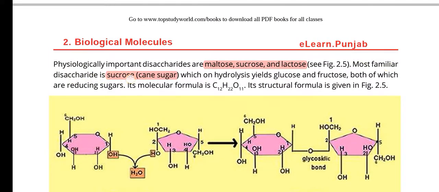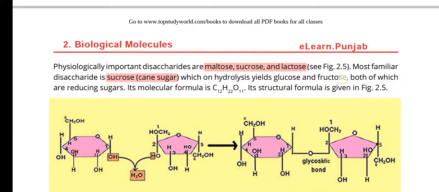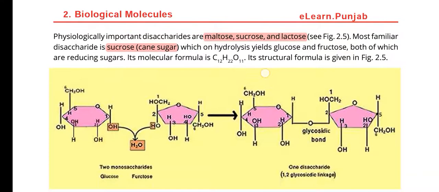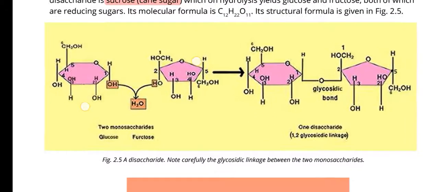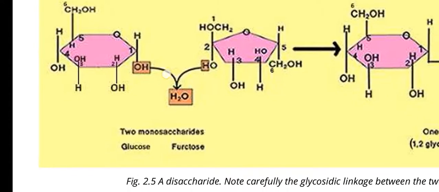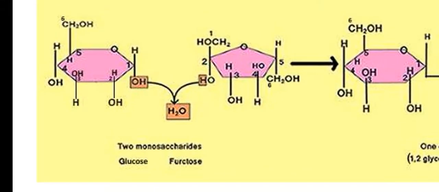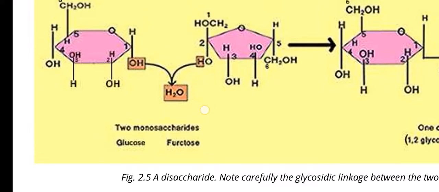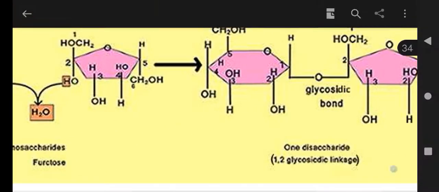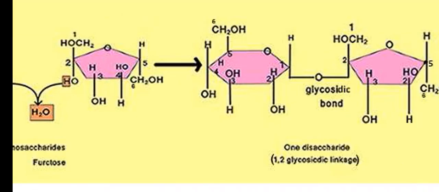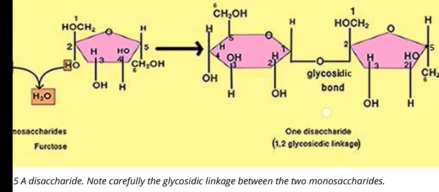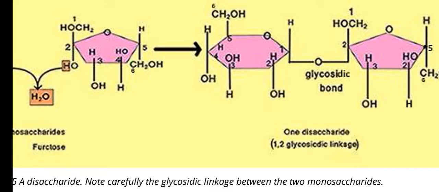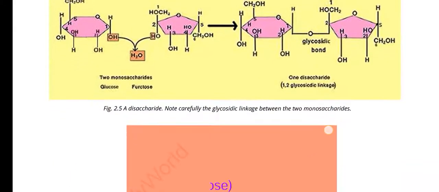The most familiar disaccharide is sucrose or cane sugar, which on hydrolysis yields glucose and fructose, and the formula is C12H22O11. The linkage between the two monosaccharides is between carbon 1 of glucose and carbon 2 of fructose. They remove one molecule of water and form a C-O-C linkage, and that linkage is called the 1,2 glycosidic linkage between glucose and fructose. You can say 1,2 glycosidic linkage. It is a very important MCQ. The 1,2 glycosidic linkage is present in the disaccharides or oligosaccharides.